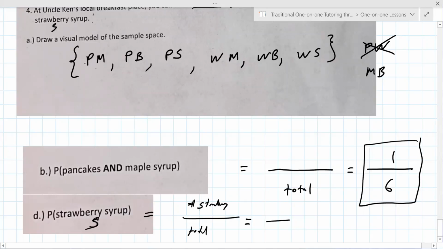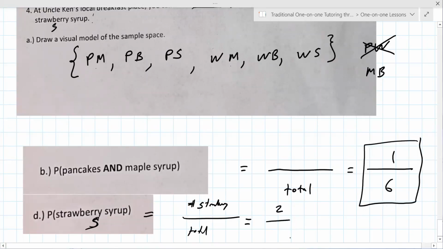PM, is there an S here? No. PB, is there an S? No. PS? Yes. Okay, so that's 1. WM, is there an S? No. WB? No. So okay, there's 2.